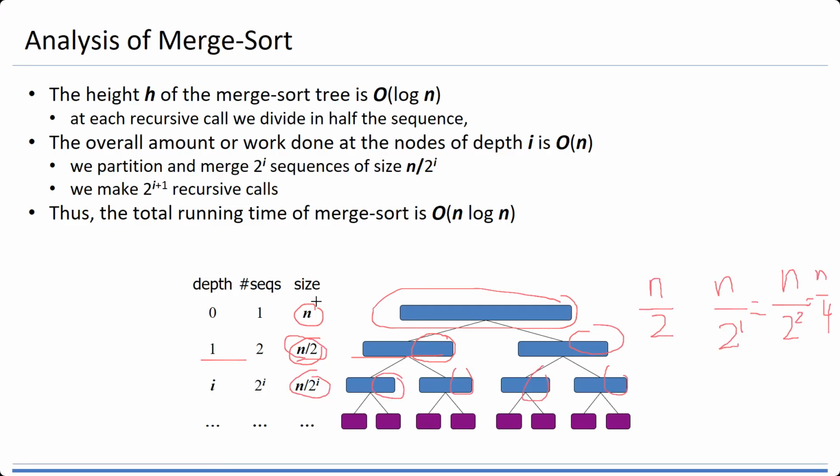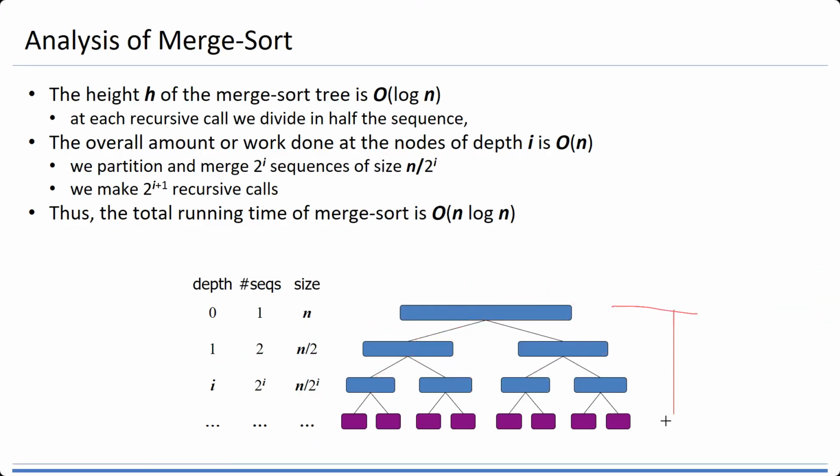And in the worst case, we can say that the total time for each subsequence will be n times the height here, which is log n. Then the total running time will be O(n log n). So merge sort will run in n log n.